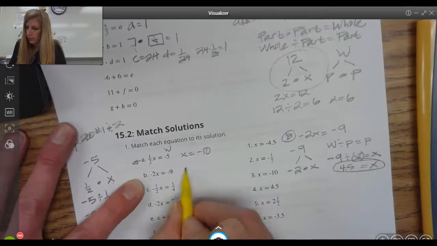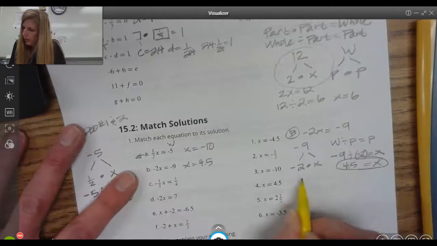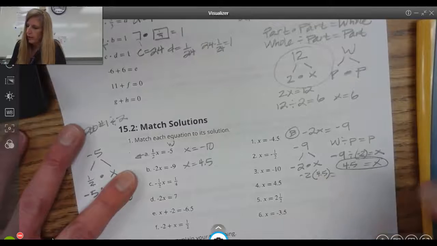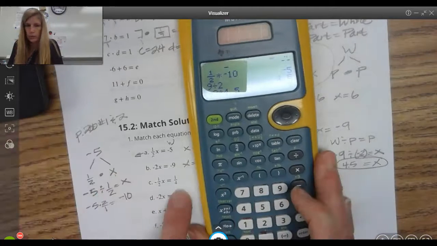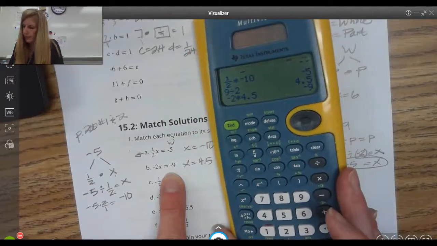Okay, so x equals 4.5. So then, to check it, I would do -2 times 4.5. And when I plug that in my calculator, I want to get the whole that was on my paper, which was -9. And sure enough, I got -9.